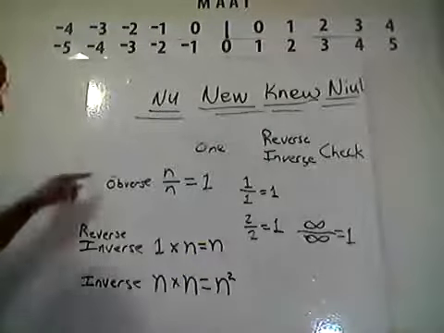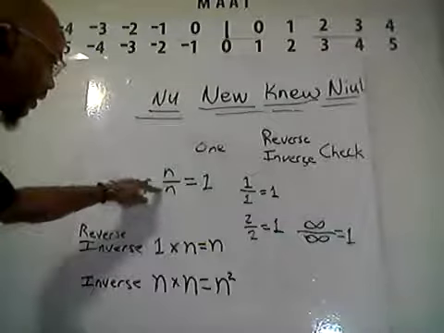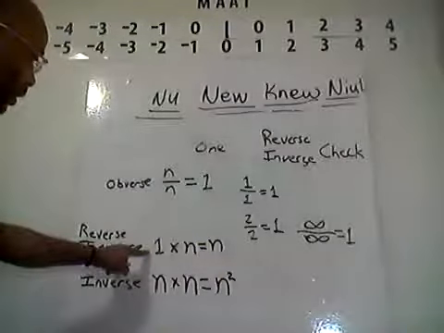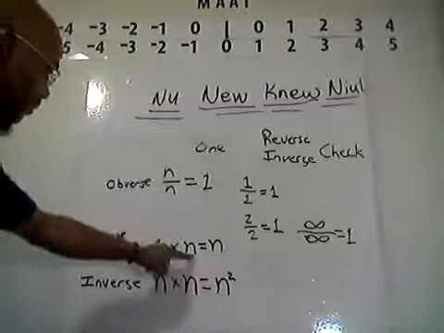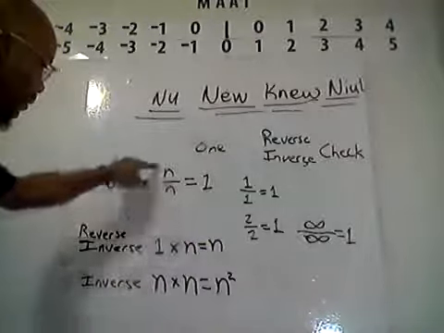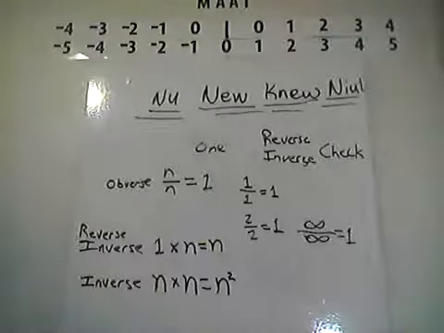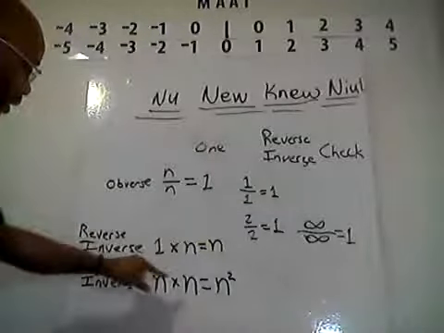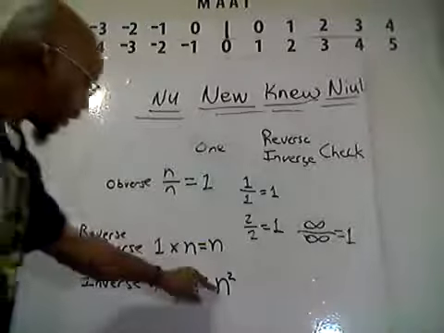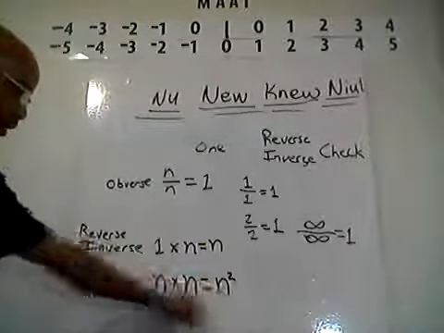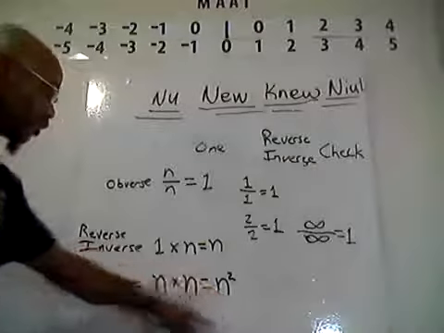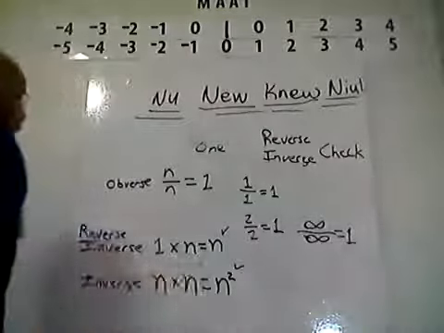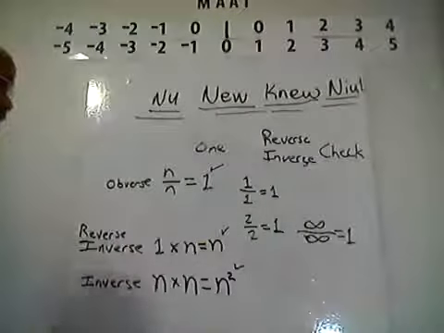So now we have the obverse, which is the obvious: n alienate n equals 1. We have the reverse inverse, which is 1 times n equals n. So we have all that together. We need to inverse it. So we have n times n equals n squared. We pretty much know that in mathematics, this checks out. We pretty much know that 1 times n checks out. And we pretty much know that n over n equals 1. We know that.